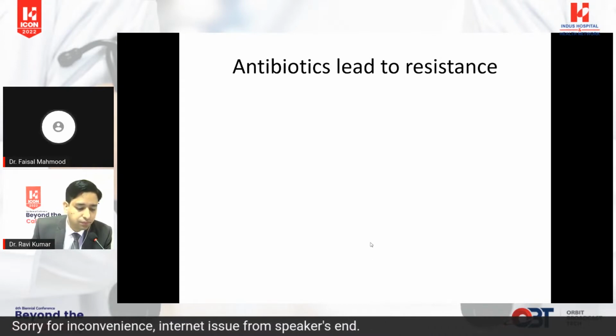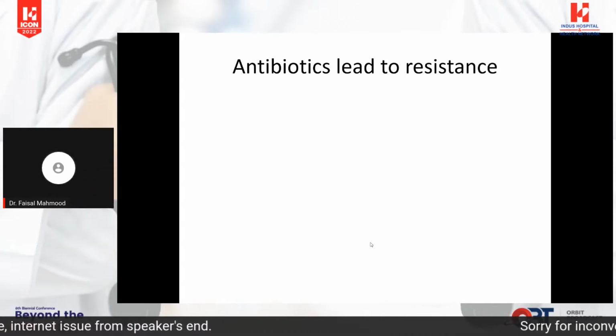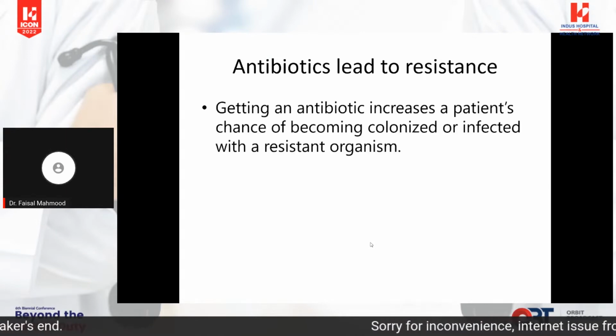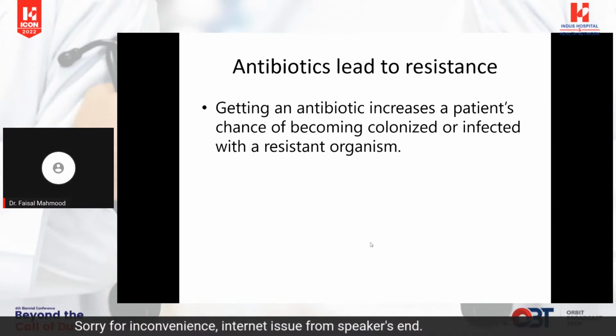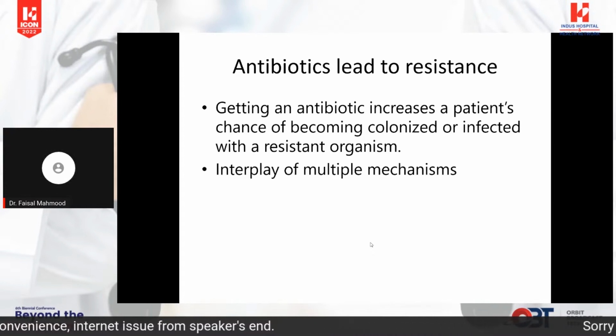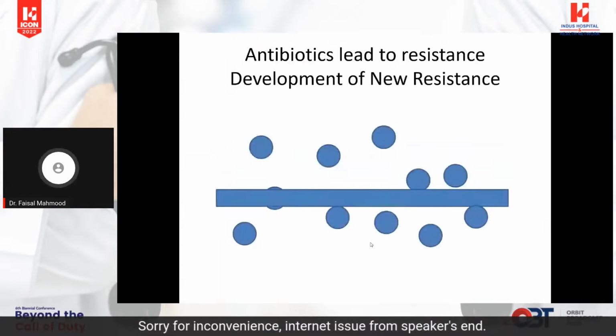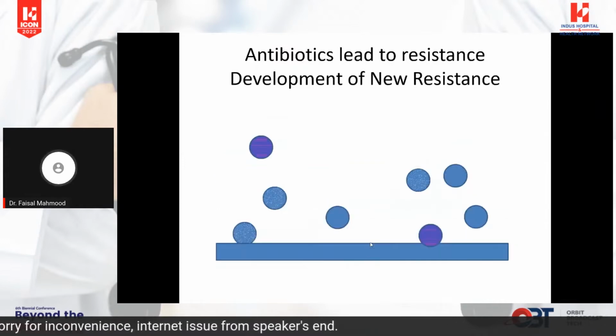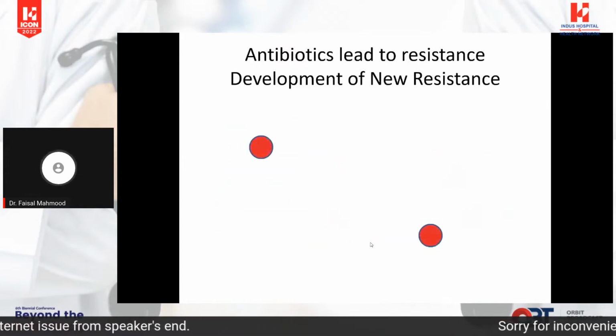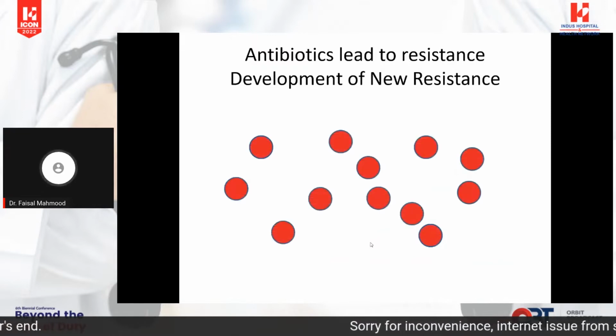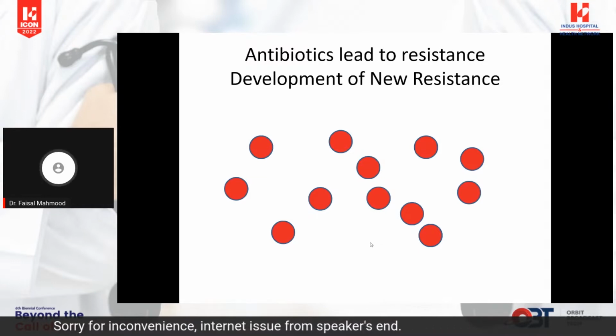Perfect. So I'm not sure where I left off, but I'll just continue where I was to save time. So we know that antibiotics can lead to resistance because getting an antibiotic will increase a person's chance of getting colonized with a bug, and you give them low dose antibiotics, and you keep giving this low dose antibiotic, what will happen is that some bacteria will be selected out, become more resistant to this, and then become widespread. This is not very common. This happens with Pseudomonas, it happens with TB, but not usually with other bacteria. Other bacteria tend to acquire resistance from elsewhere.